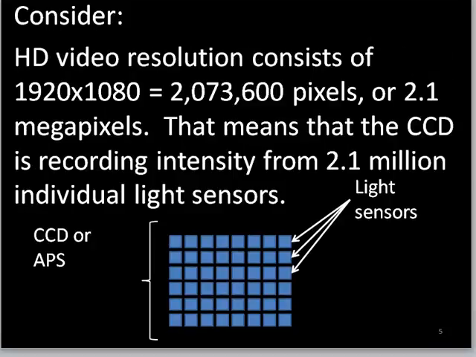So, supposing that we have an HD camera that we're using, we have 1920 columns and 1080 rows. That gives us 2,073,600 individual pixels or individual light sensors, which we would round up and say that that's 2.1 megapixels. That means that the CCD is recording light intensity from 2.1 million individual light sensors. Each one is an analog sensor.